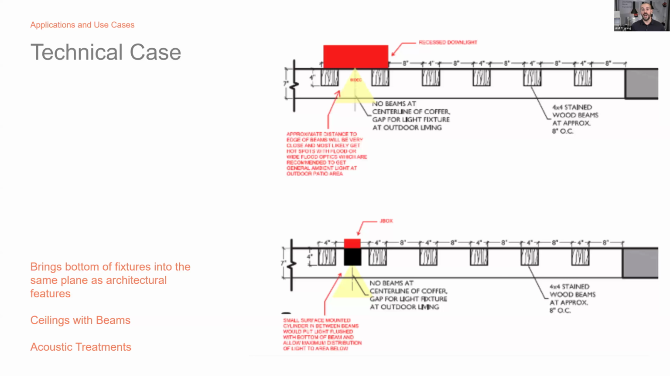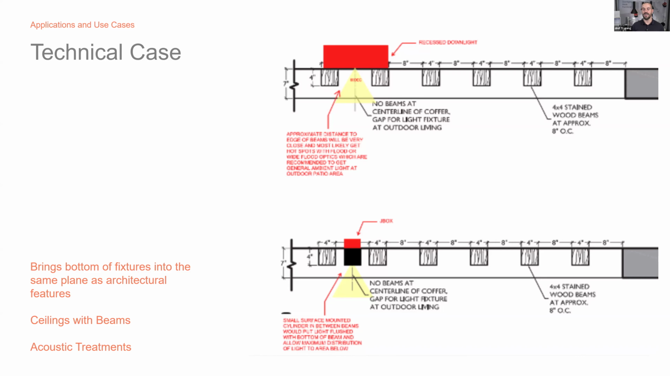Another technical use case that we see somewhat frequently is that in this example, we're looking at a ceiling with some applied wood beams. But we also see a lot of ceilings that maybe have acoustic treatments or drop-down acoustic treatments where you have tighter spaces in between these different panels or treatment surfaces. So cylinders do allow you to really mount to a higher up mounting point where the junction box might be, and then drop that light down so that your light source really is flush or in the same plane as the bottom of that surface.